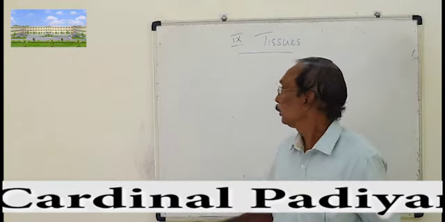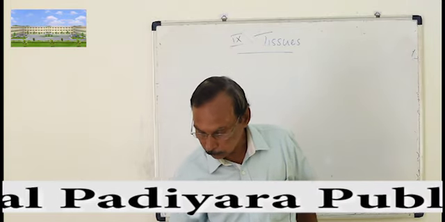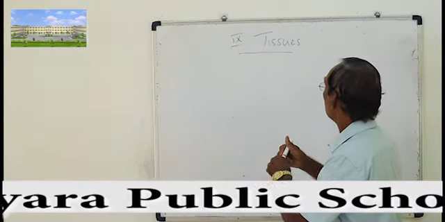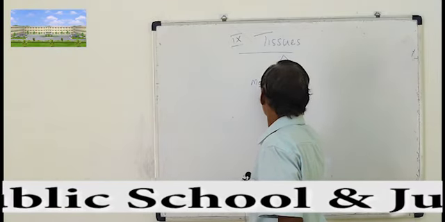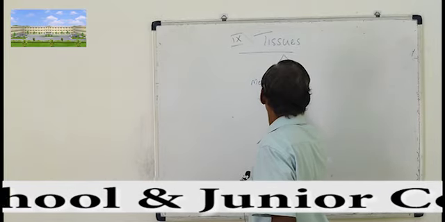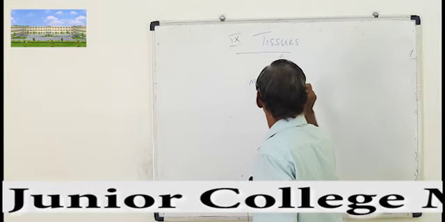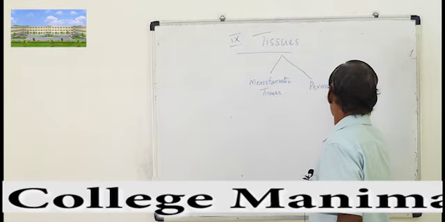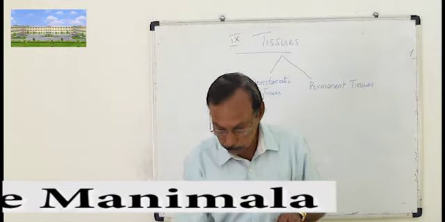So, we are discussing tissues. We already discussed the various types of tissues. Tissues are broadly classified into meristematic tissues and then permanent tissues.